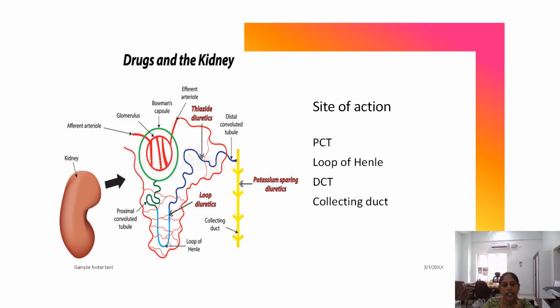And thiazide diuretics act on the distal convoluted tubule. And potassium sparing diuretics act on the collecting duct. Okay, are you clear? So proximal convoluted tubule, the drug acting on it is carbonic anhydrase inhibitors, and loop of Henle, thick ascending limb, loop diuretics will act on that. And on the distal convoluted tubule, thiazide diuretics will be acting. And in the collecting duct, your potassium sparing diuretics act. Okay, so these are the various sites of action of diuretics.